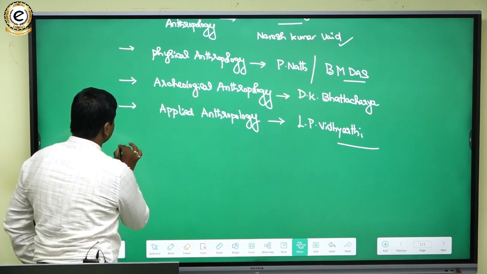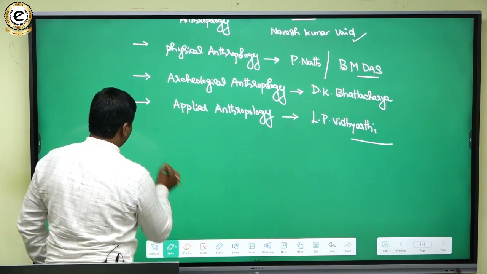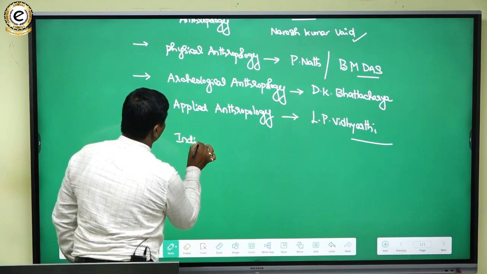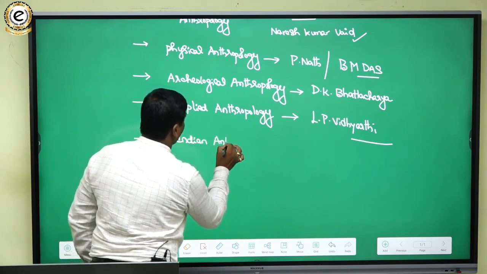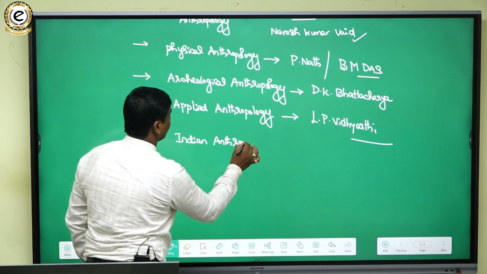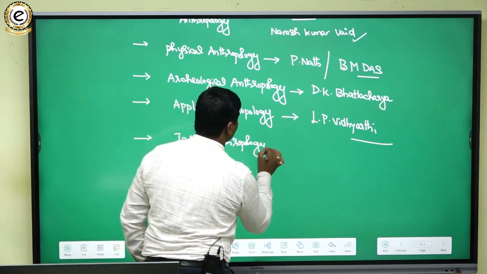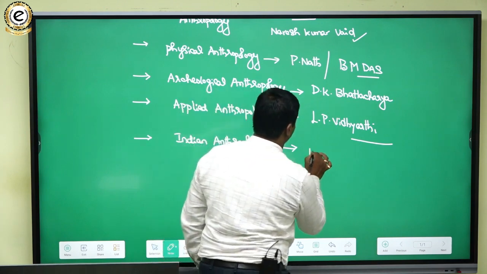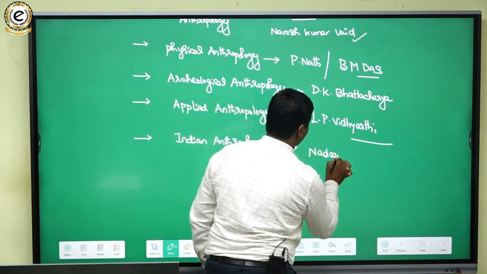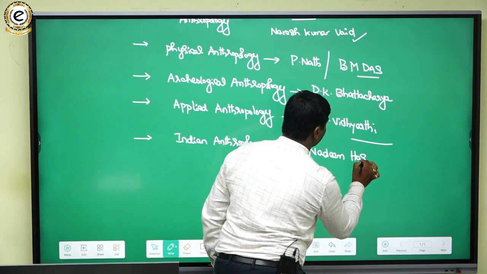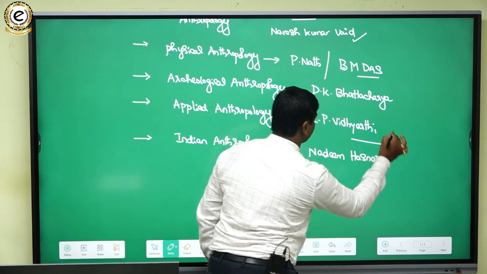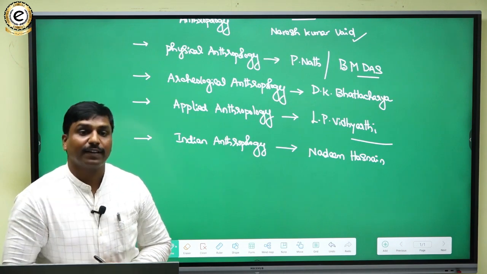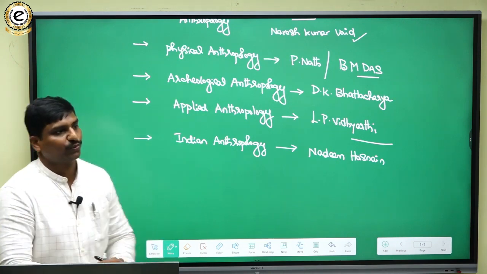And then in paper two, we have other sections like Indian anthropology. For Indian anthropology, you can just have one source, that is Indian Anthropology by Nadeem Hasnain. So this would be one best reference for the first part of paper two.